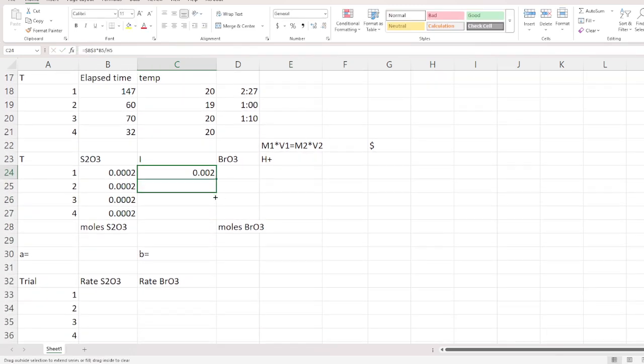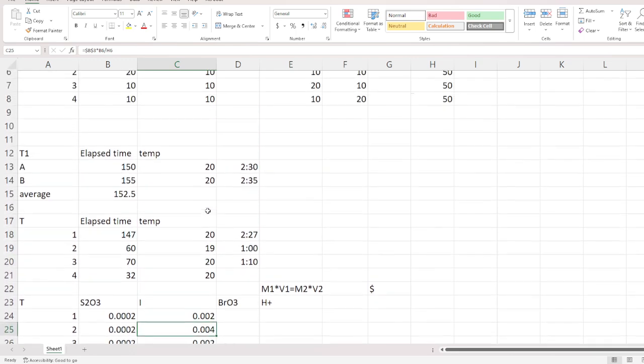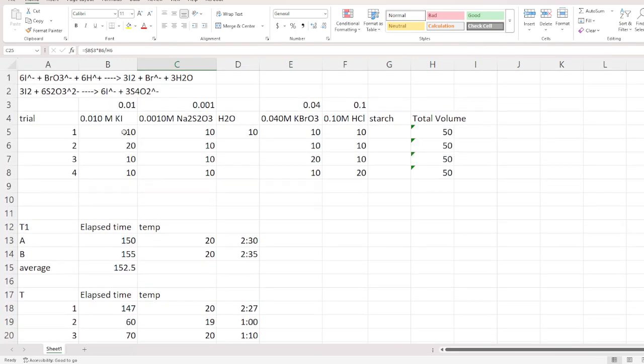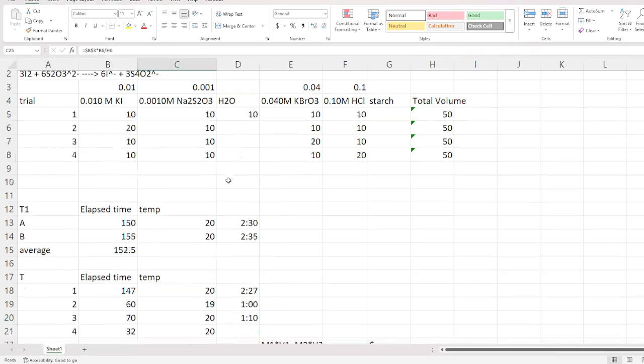Now when I drag this down, you notice trial 2, the concentration has doubled. But trial 3 and 4, it will have gone back to how it was. And that's because the volume will have doubled at trial 2 versus trial 3 and 4. So you should keep that in mind.